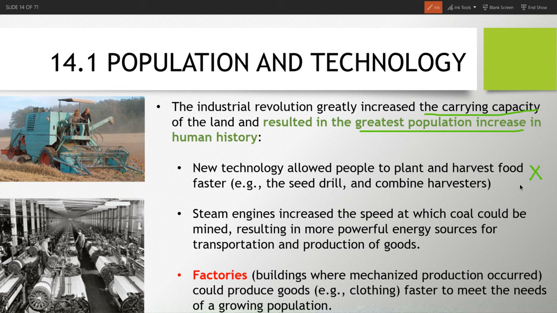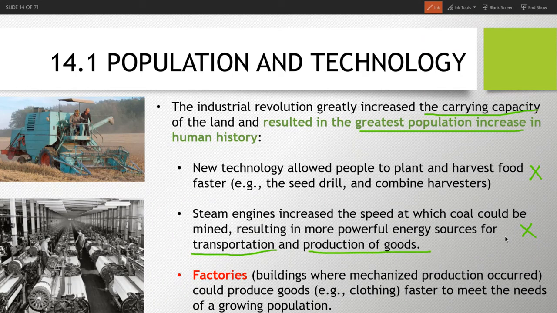So the seed drill allowed for consistent and faster planting of seeds. Combine harvesters allowed for much faster and more effective harvesting of food. Steam engines increased the speed at which coal could be mined. So coal as an energy source now could be gathered faster, which could be used for other technologies. So this resulted in more powerful energy sources for transportation of goods and of people, and the production of goods.